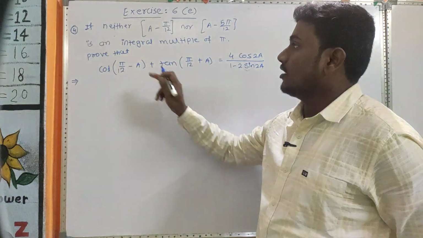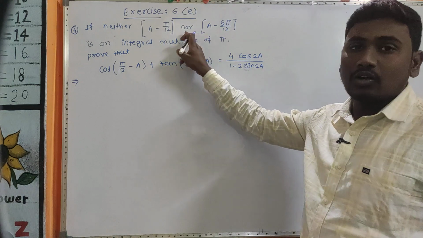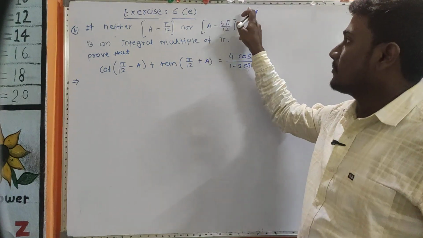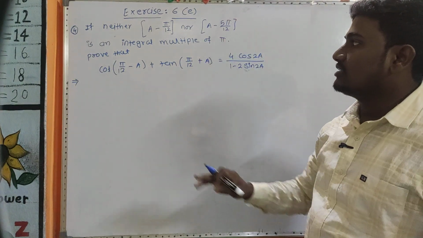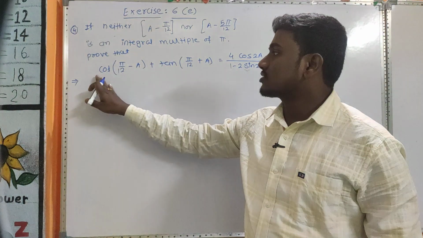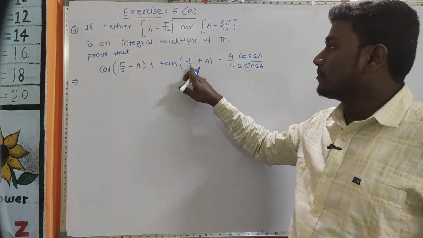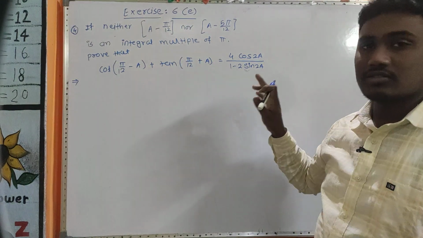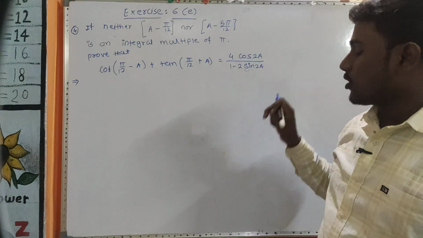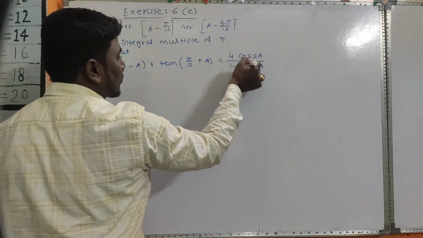Exercise 6E: If neither A minus pi by 12 nor A minus 5 pi by 12 is an integral multiple of pi, prove that cot(pi by 12 minus A) plus tan(pi by 12 plus A) is equal to 4 cos 2A upon 1 minus sin 2A. So we are going to prove this one.